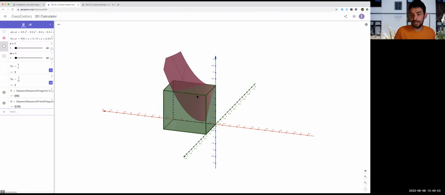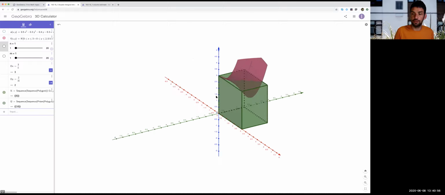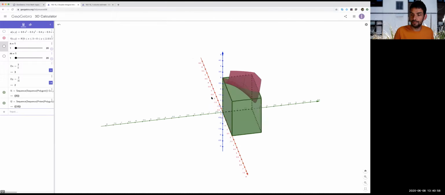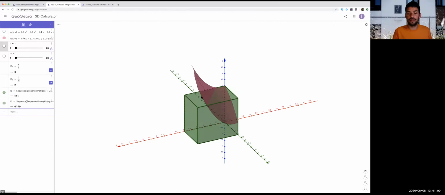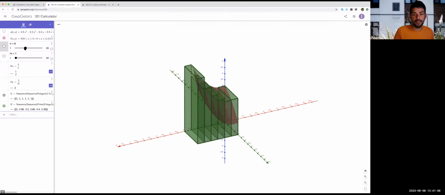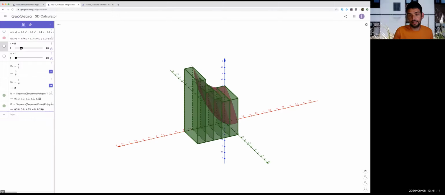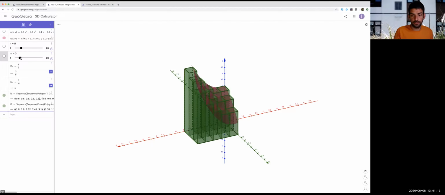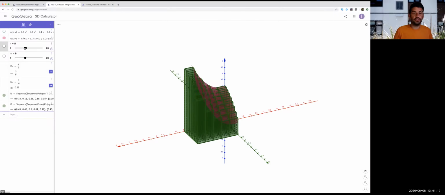Its height is at the midpoint. I guess it's not a cube, it's a rectangular solid. Its height is at the midpoint of that rectangle in the XY plane. You take the value of the function, that's the height of it. That's an okay approximation, but we expect that as we add more rectangles, we're getting a better approximation.